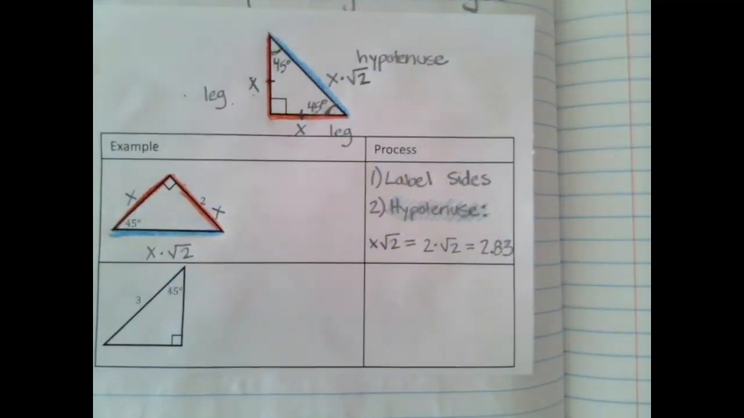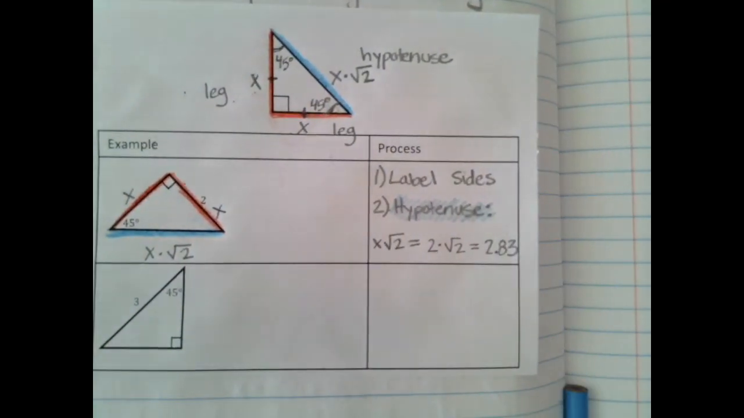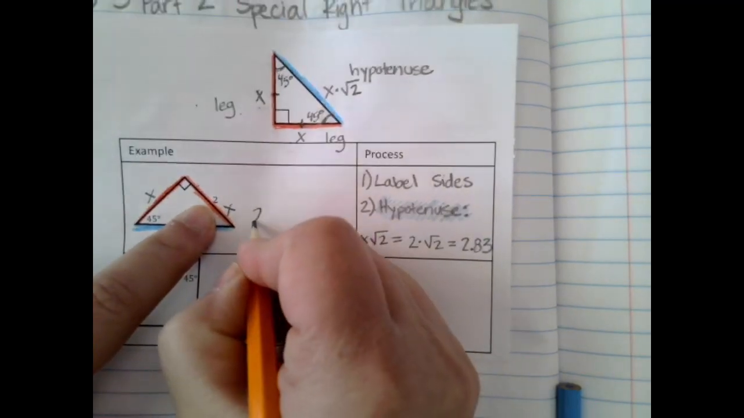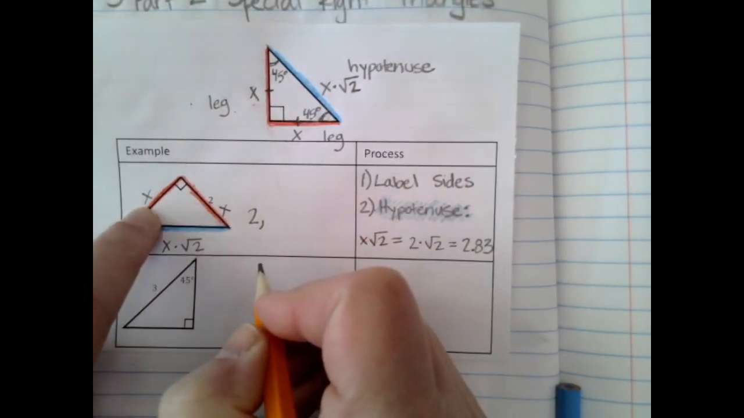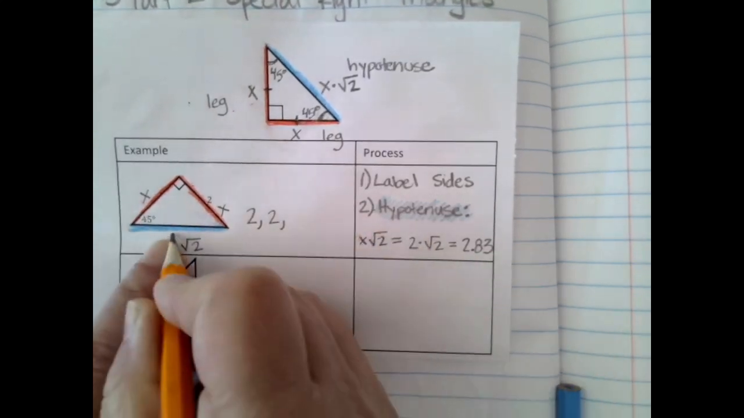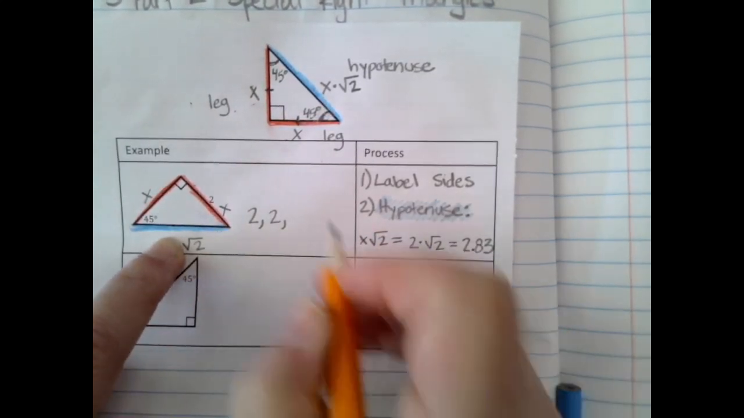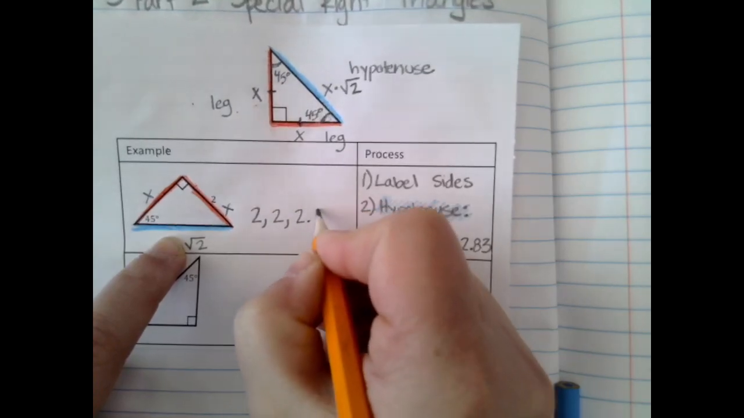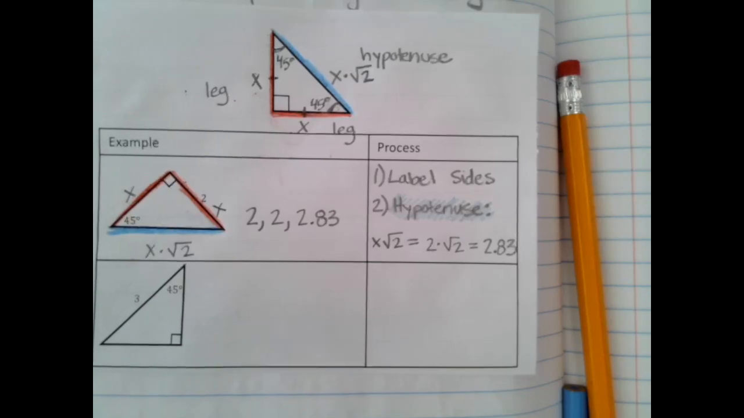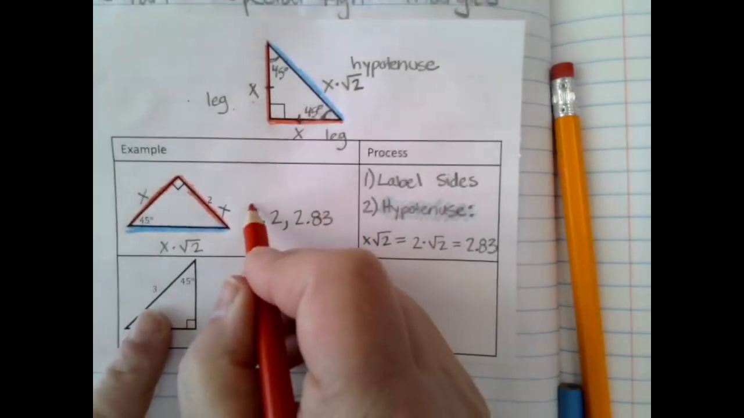So if we list all of our sides here, from least to greatest, what's our smallest side? 2. What's this side? 2. It's the same. Good. And then our biggest side is the hypotenuse, which is good. 2 and 83 hundredths. 2.83. Nice. Okay. If you want to color code that so you know which side goes with which, you can.